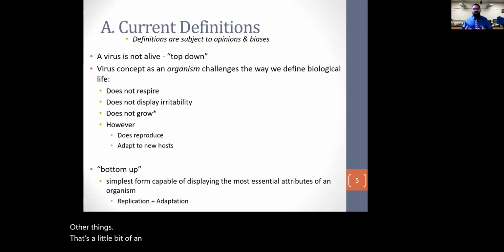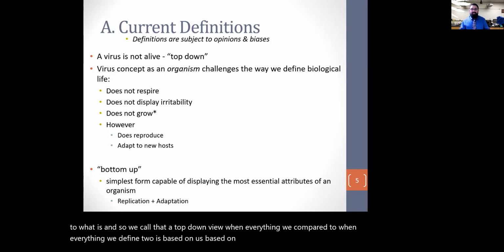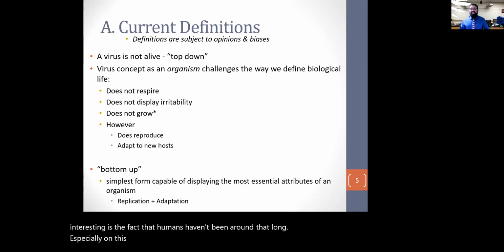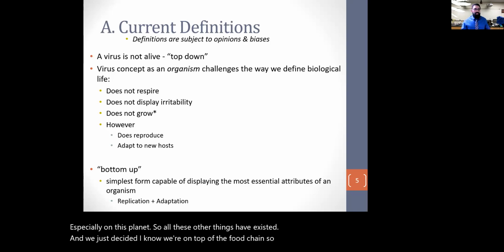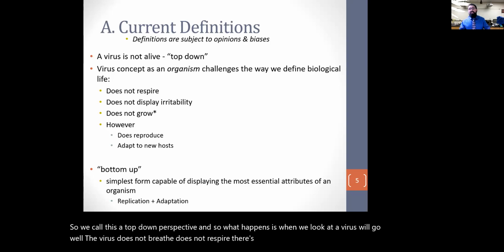We're defining it based on what we know, as opposed to what is. And so we call that a top-down view, when everything we compare to, when everything we define to is based on us, based on our perspective. What's interesting is the fact that humans haven't been around that long, especially on this planet. So all these other things have existed, and we just decided, no, we're on top of the food chain, so therefore we define everything based on us. So we call this a top-down perspective. And so what happens is when we look at a virus, we go, well, the virus does not breathe, does not respire, does not perform metabolism, does not do these things.